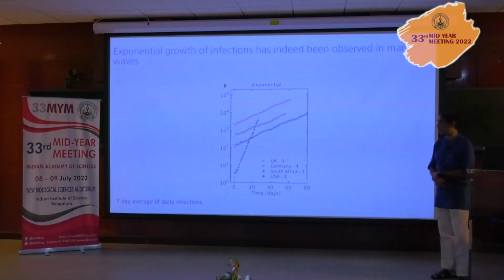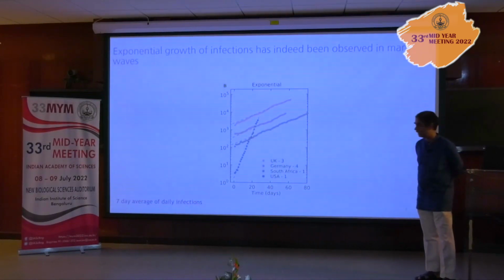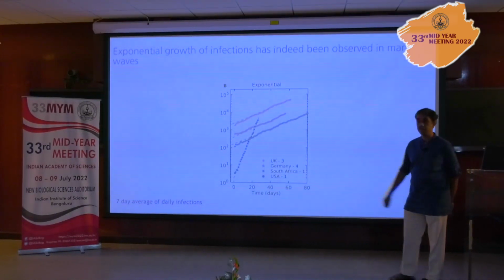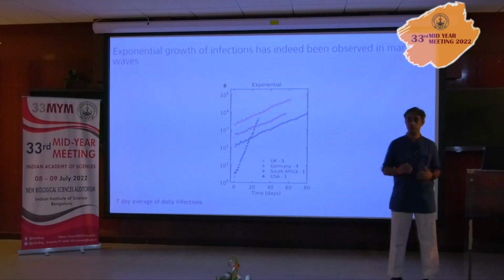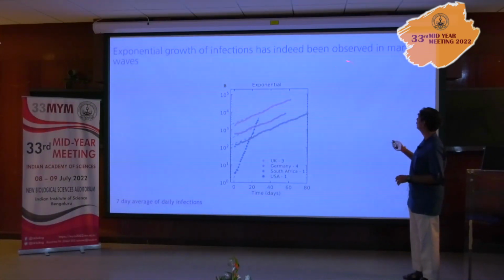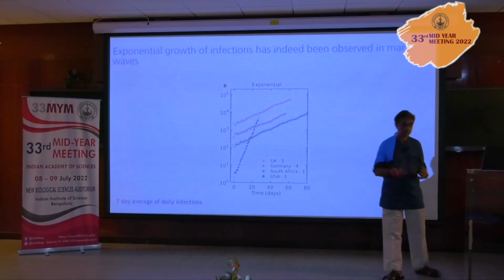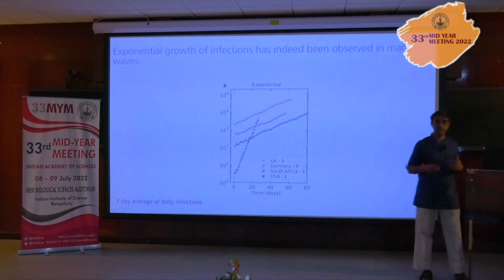If you look at many of the COVID waves, for example, here I have plotted cases of the UK 3rd wave, Germany 4th wave, South Africa 1st wave, and USA 1st wave, and we are looking at the 7-day average of daily infections. Why a 7-day average? Because on Saturday and Sunday there may not be much testing and so on, so we wipe out these fluctuations. And we see that exponential growth of infections has indeed been observed in many cases. But the question is, is that the only possibility?